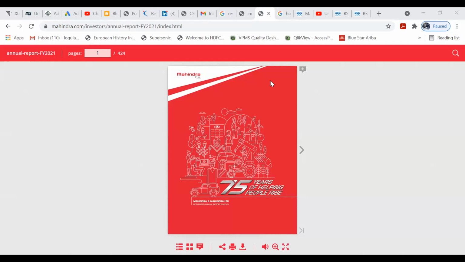See, this is the annual report of Mahindra and Mahindra for financial year 2021. It is available on Mahindra's company website itself. If you are not able to find the financial report of a company on their website, you can easily take it from the BSE website also. So either way, you can get the annual report of the company. For working on that, I have already downloaded the report, so I will not be going through the website directly.